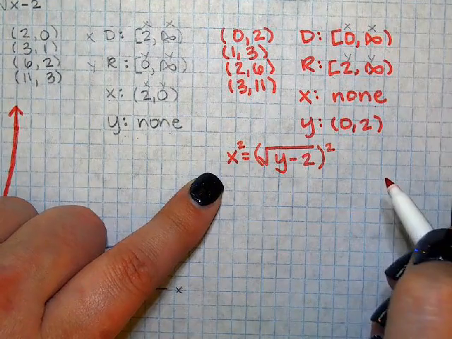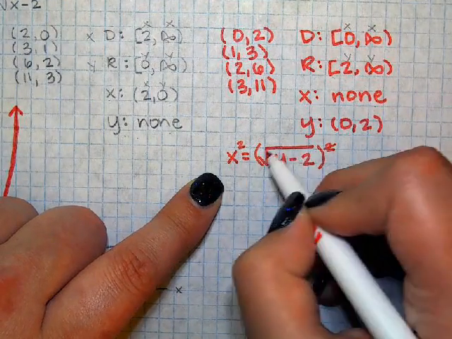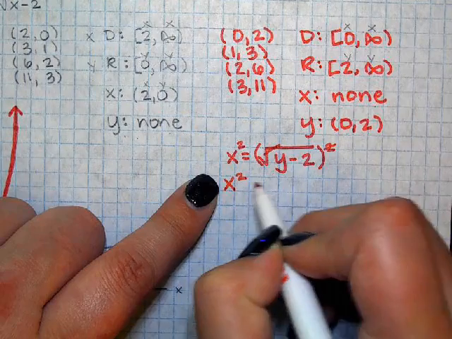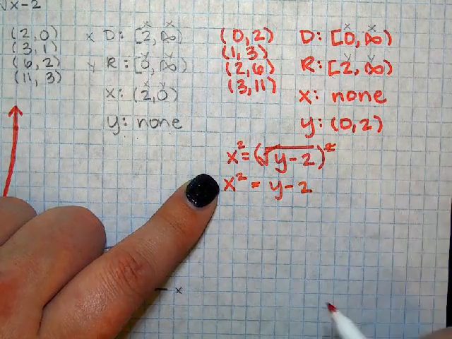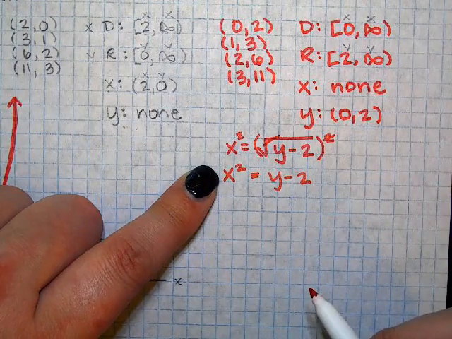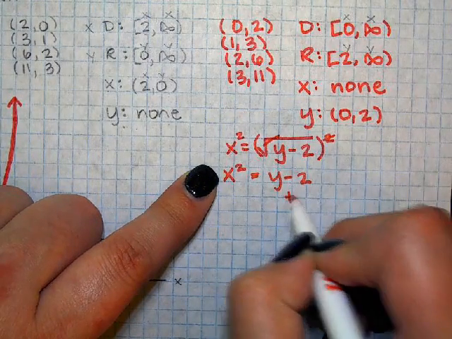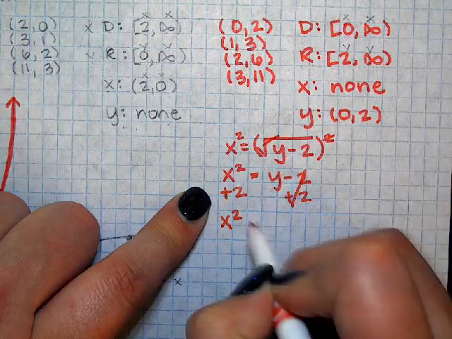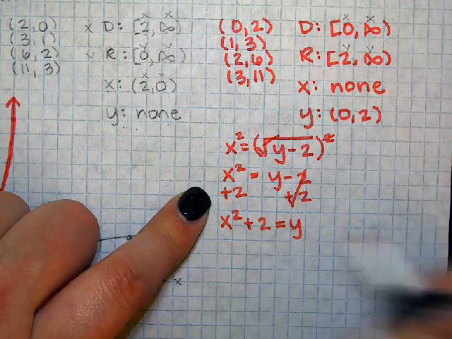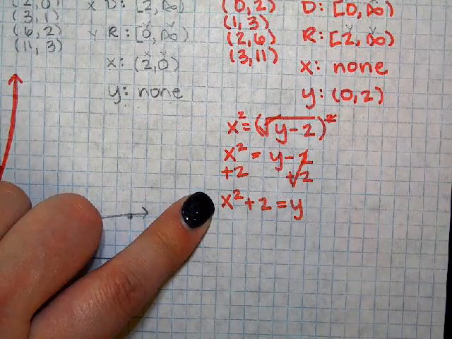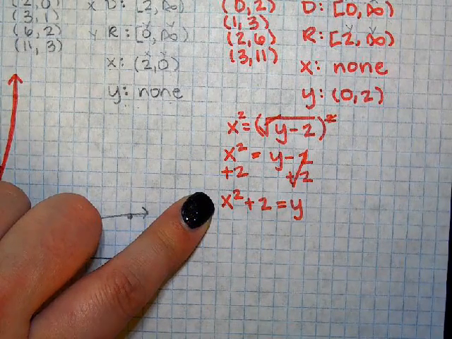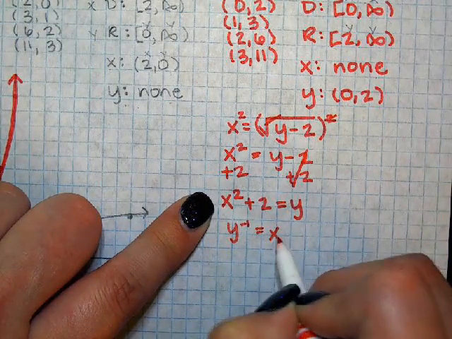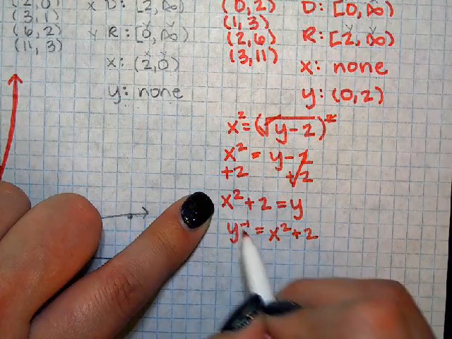Okay, so I'm going to square the x, and I'm going to square the square root. So squaring the square root, those two operations cancel each other out. They're inverses of each other. And then I get x squared equals y minus 2. And then what do I do? Add the 2 over. I get x squared plus 2 equals y. And so I'm done. The y is alone, but I want to make sure this looks correct. Put the inverse notation, y inverse equals x squared plus 2. So there's my inverse equation right there.